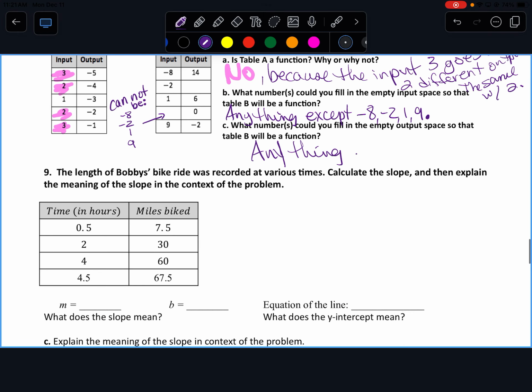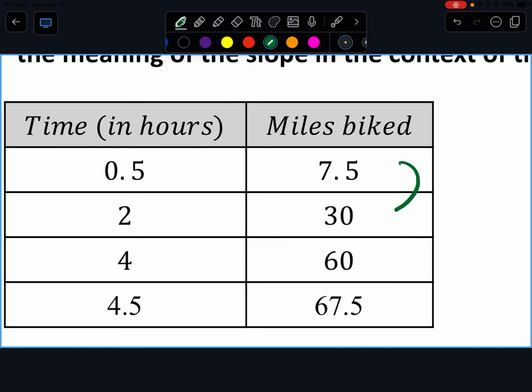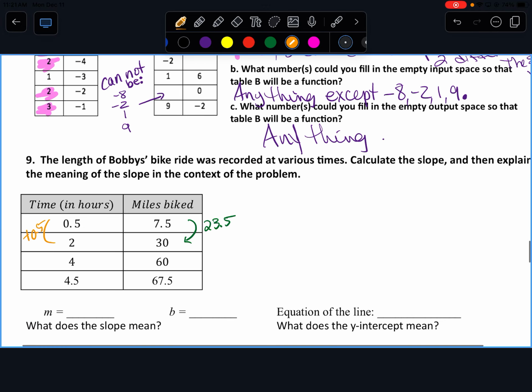Okay, the length of Bobby's bike ride was recorded at various times. Calculate the slope and then explain the meaning of slope in the context of the problem. Okay? So this goes up by 23.5. And this goes up by 0.5. So my slope is going to be 23.5 divided by 0.5.